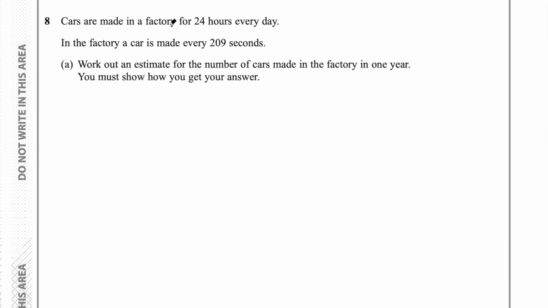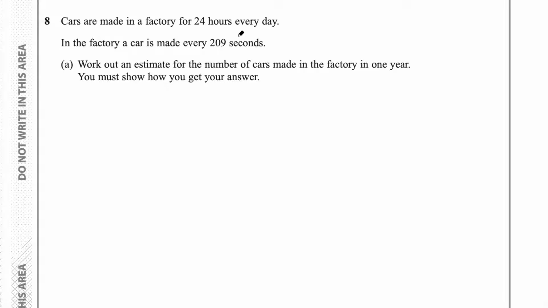Question 8 says cars are made in a factory for 24 hours every day. In the factory, a car is made every 209 seconds. Work out an estimate for the number of cars made in the factory in 1 year. You must show how you get your answer. Okay, for estimation questions, there are a number of different ways you can do them. I'll show you one way, but don't take this as the only method. There could be different ways of approaching this.